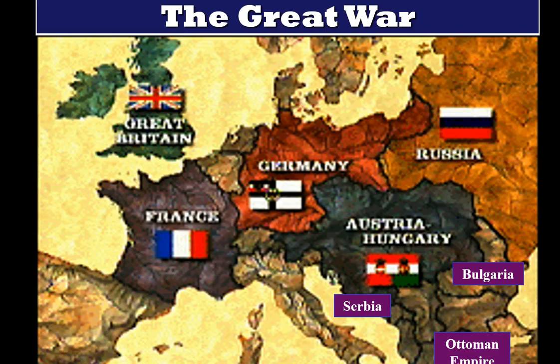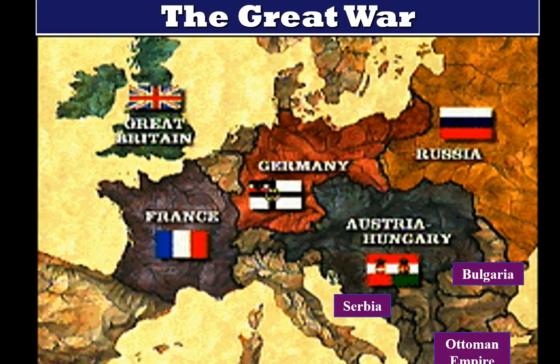And so when asked if they would have their back, Germany said, yeah, you're right, we've got your back, you totally just got attacked. And then when Austria-Hungary declared war on Serbia, that triggered Serbia's defensive alliance with Russia, which of course then triggered it with France and then eventually with Britain. And pretty soon, all of Europe was at war with itself.